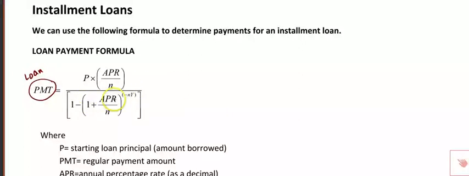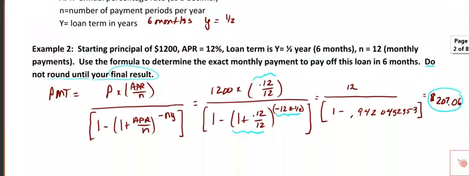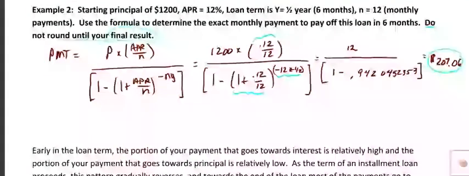Also, if we're working with the number of years, 6 months represents a half of a year. So we would use 1/2 to represent the number of years, which is what we are about to do. So let's go back to that problem where we had the starting principal of $1,200, APR of 12%. I want to pay this off in half a year, and I want to figure out what the 6 equal monthly payments would be to pay this off in 6 months.